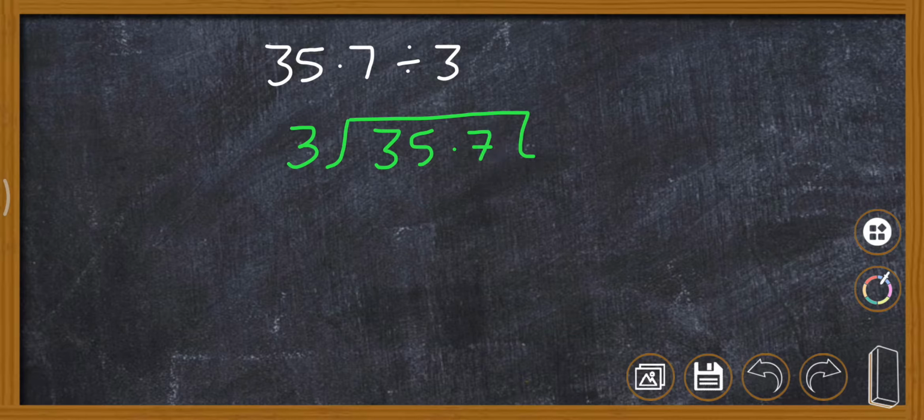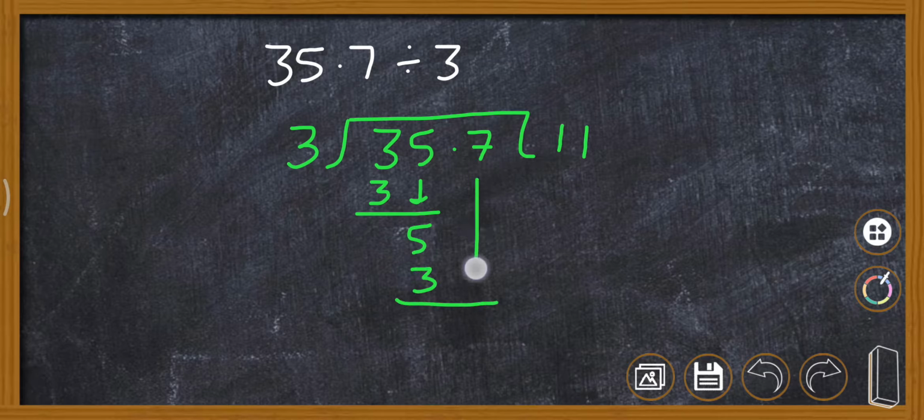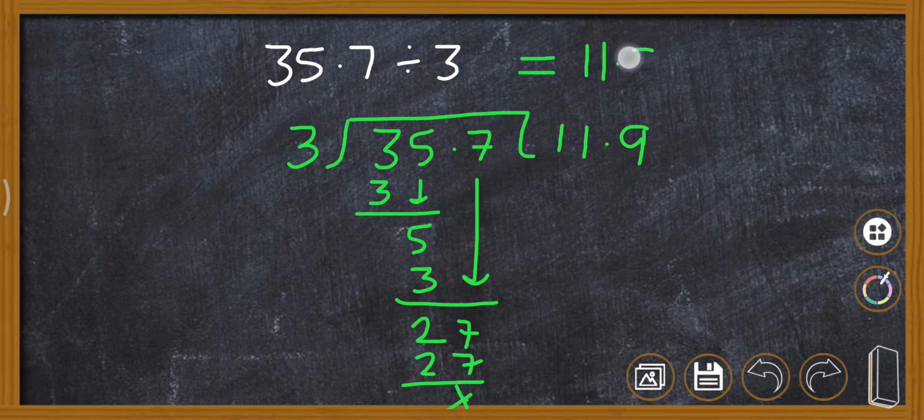Now 3 ones are 3, so here we will write 3. Then you can see 3 minus 3 is 0. Then we will write next number, this is 5. 3 ones are 3 again, because 3 twos are 6, more than that. Then remaining 2 and 27. It is after decimal, so we will take decimal. Then 27, then it is 9s. Now answer is 11.9.